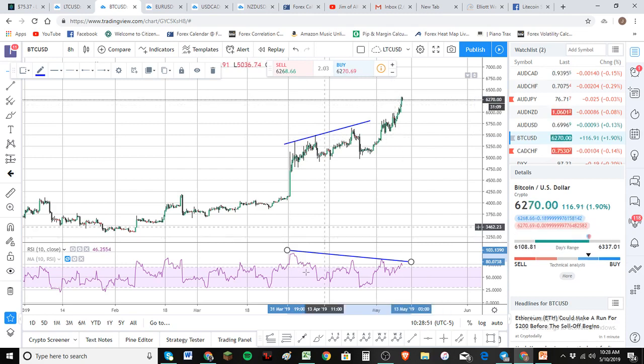Now, what you can see here is that we have divergence from this area to this area on the 8-hour chart. This is widespread divergence as well. That means we have it from mountain peak to mountain peak. That's what I call widespread divergence, and that's on the 8-hour chart.